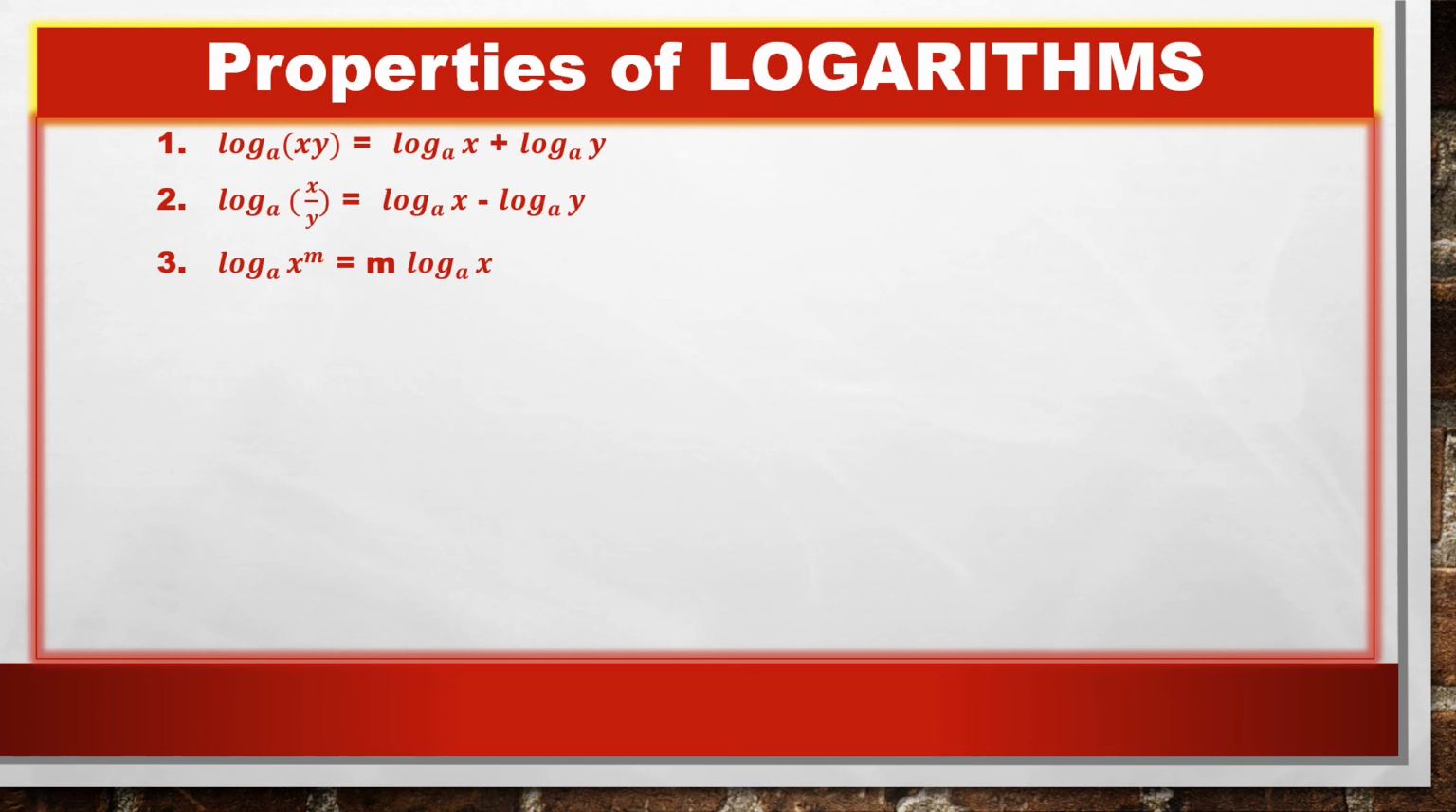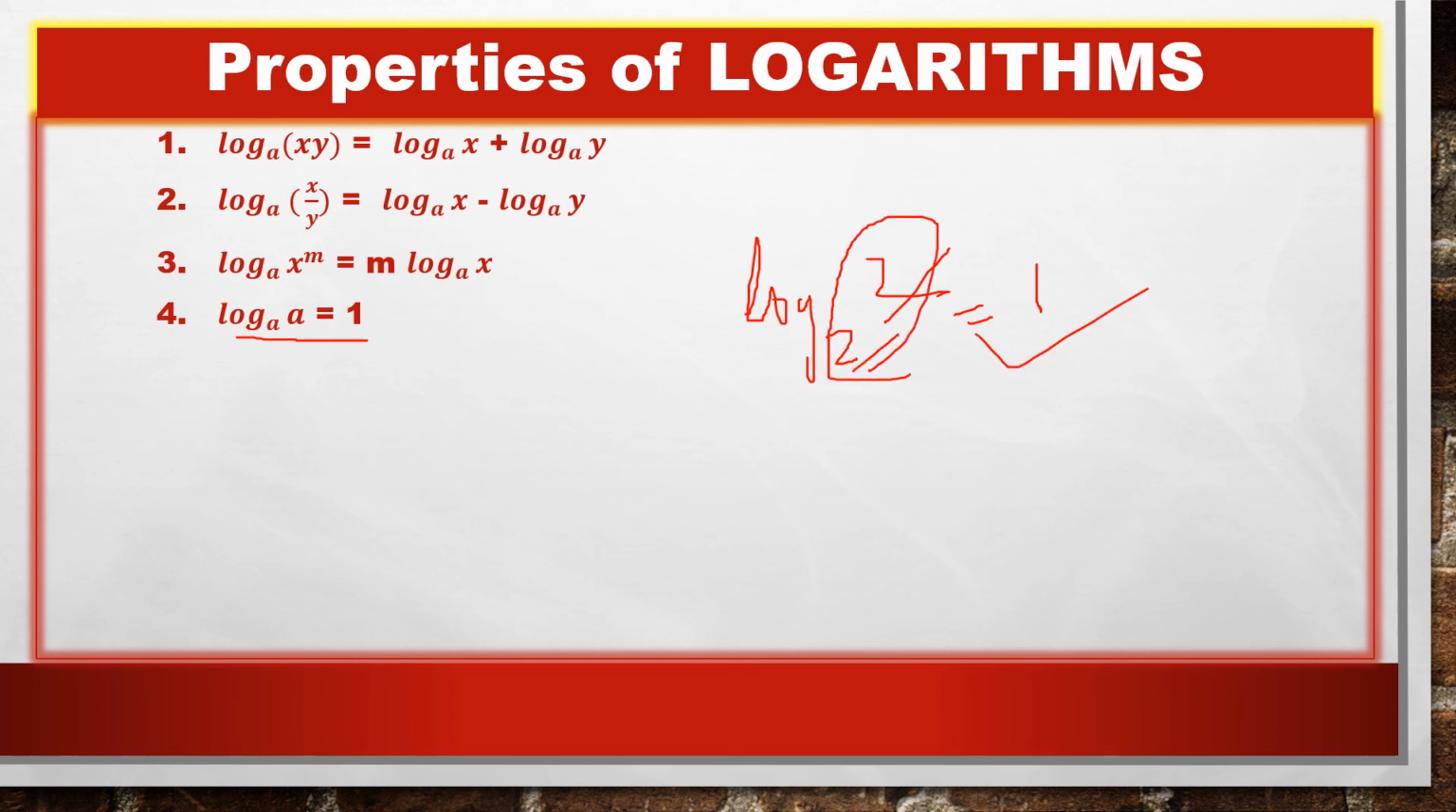Okay. So let us go to the next property. Log a base a equals 1 means if the power and the base are the same, if the logarithm has the same power and same base, then its value is 1. Okay. Here the power as well as the base are the same, then its value is 1.